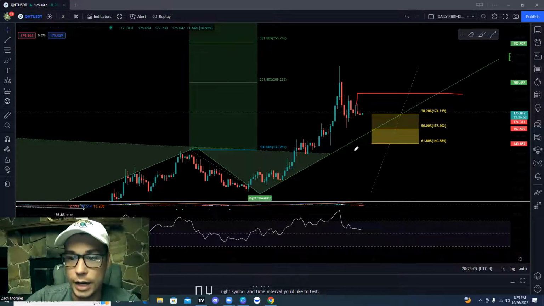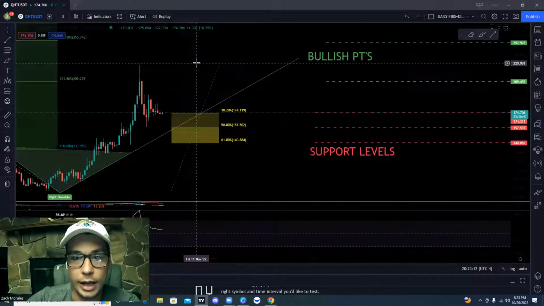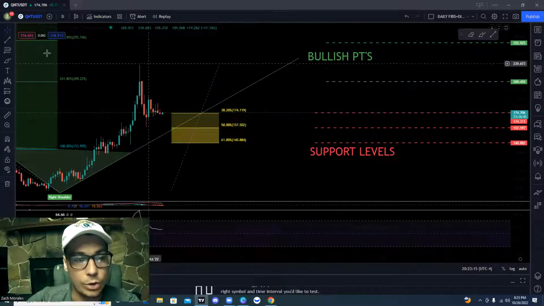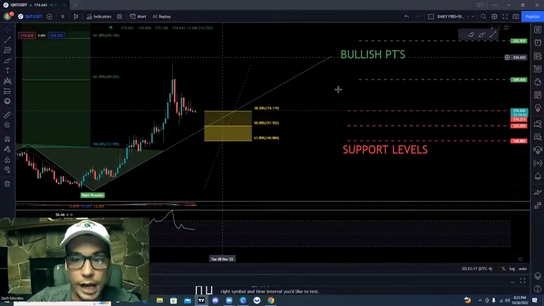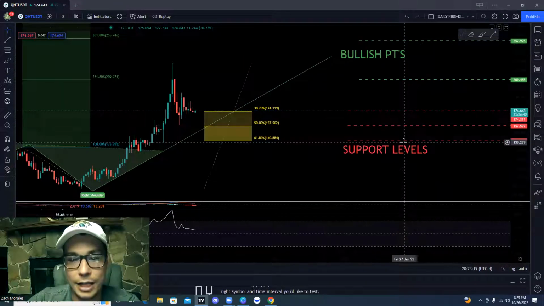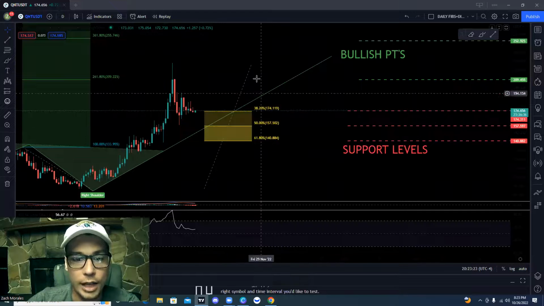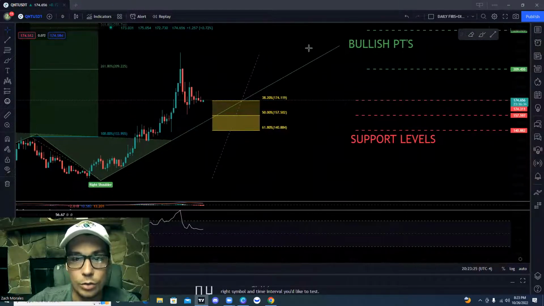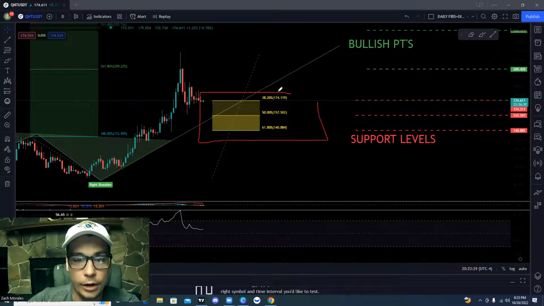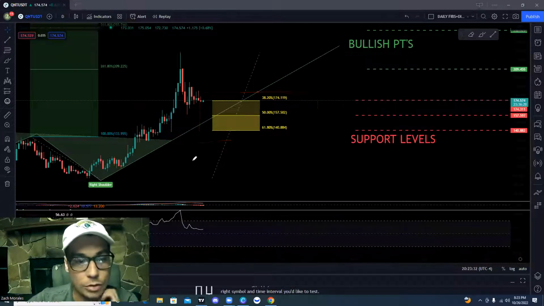So these levels right here are our current support levels, right? If we go over here and we look at the bullish price targets, I showed you guys how I got those, so now you know that. And I'm going to show you guys how I got these valid support levels. And look at what we're battling right now. We're battling this 38.2 resistance level. All right, it's going to be about 174.119.